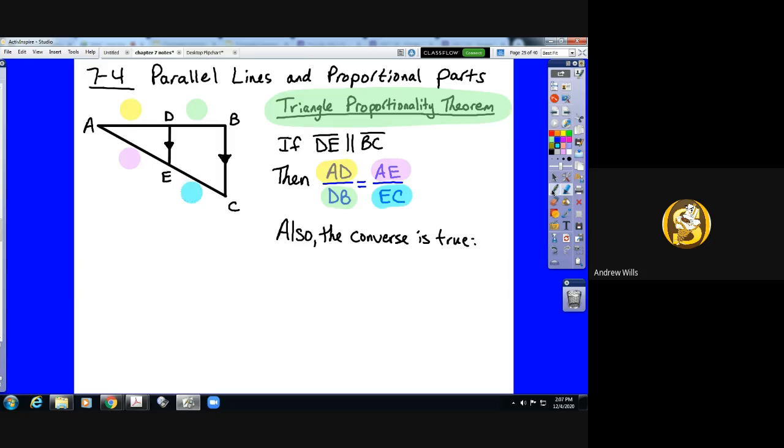Now, the converse of this statement is also true, which means if we are able to show that that proportion, AD over DB equals AE over EC, if that is a true statement, if that proportion is true, then we could state that DE is parallel to BC. Okay? So both the theorem and its converse are true, which is somewhat useful. We can use it to find missing side lengths in triangles, which is what we're going to use it for.